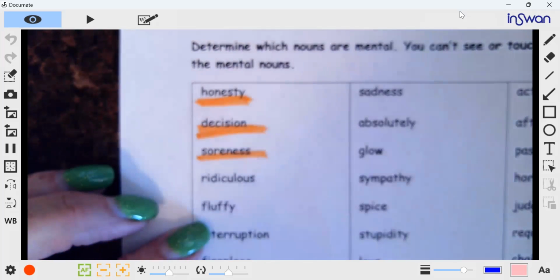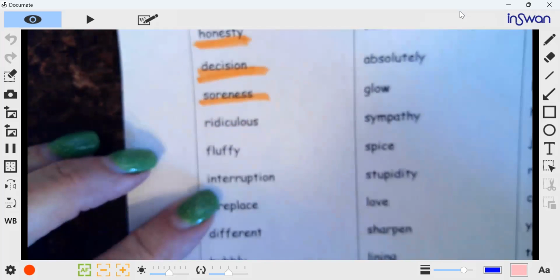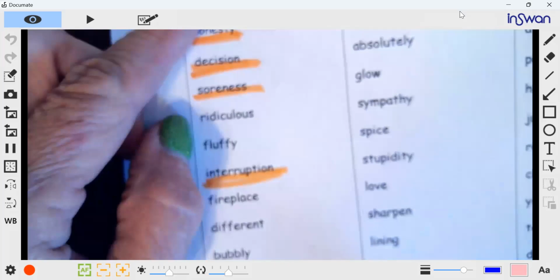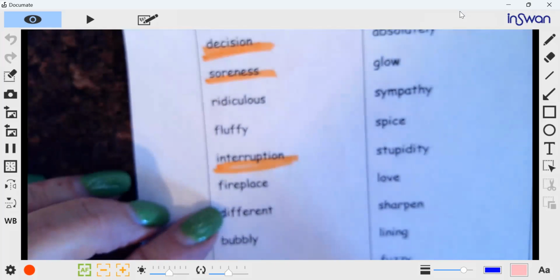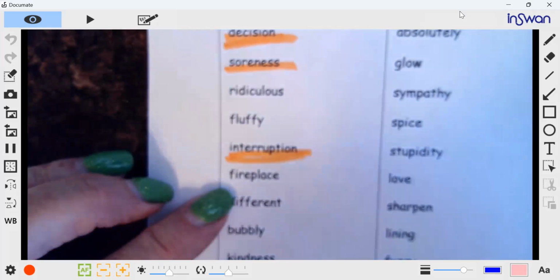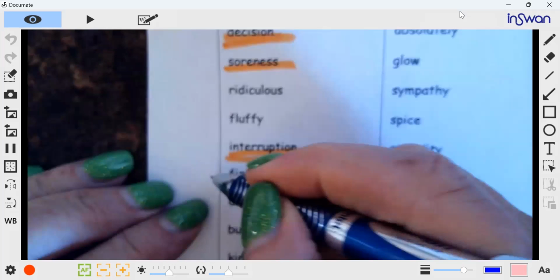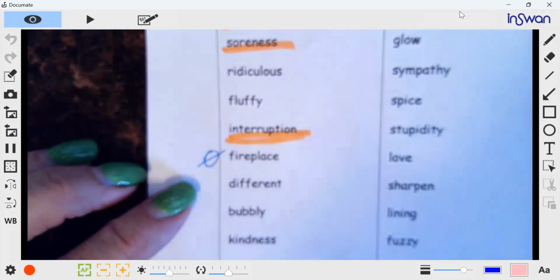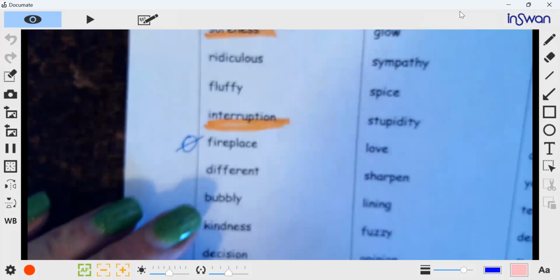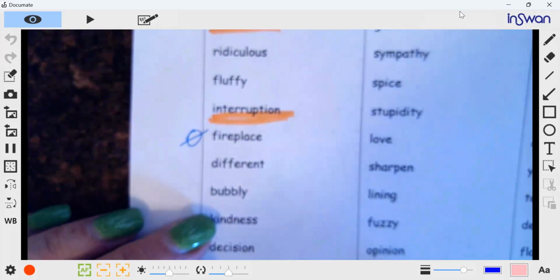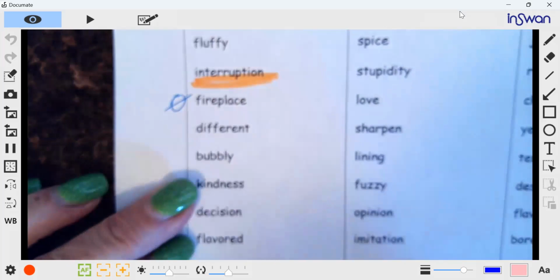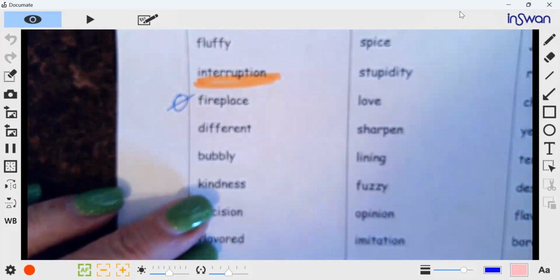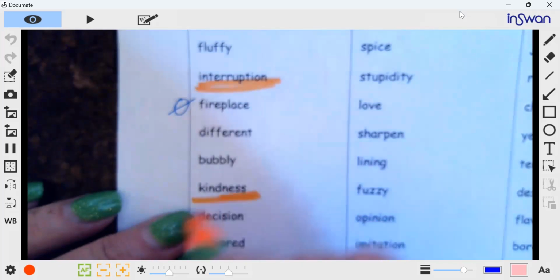Fluffy, describes something. Interruption, that was a rude interruption. So, yep, it's in your mind. It's a mental noun. Then we have fireplace. Oh, that's a noun, but you can touch it. So what I'm going to just do is this. It's a noun, but you could actually touch it, so it's not a mental noun. Different is a describing word. Bubbly, I always have a student repeat the word after me. Bubbly, it's a describing word. Kindness, there's that ness again. Ness makes it a noun.